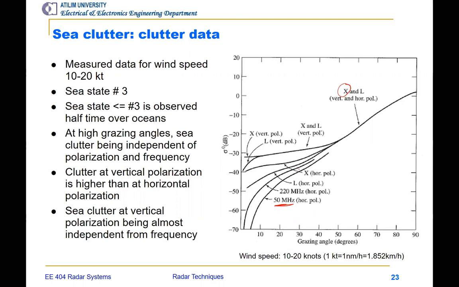And we see that after 50 degrees of grazing angle, all of the operational bands have similar pattern. The RCS reflectivity actually increases almost linearly after 50 degrees, which means that we look at the surface of the sea from top.